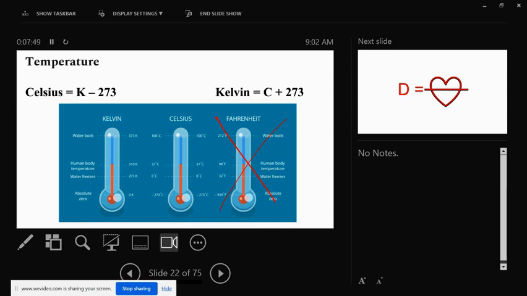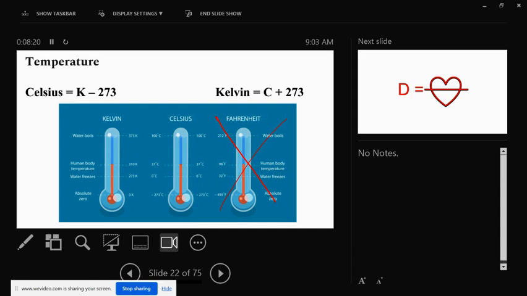Where water freezes, it is 273 Kelvin, and water boils at 373 Kelvin. If we look at that in terms of Celsius, absolute zero is negative 273. Water is going to freeze or melt at 0 degrees Celsius, and it's going to boil at 100 degrees. So you need to be able to convert between these two systems.